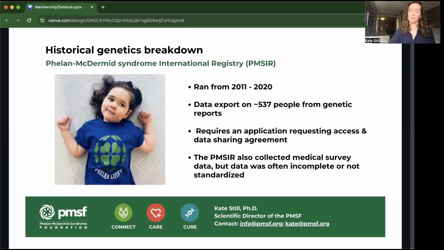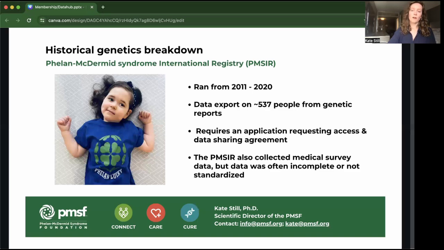If you would like more information on genetics, the best place to find that right now is the PMSIR, or Phelan-McDermid Syndrome International Registry. This is a data collection effort that is owned and organized by the PMSF. It ran from 2011 until 2020, when new data collection ended in order to improve the registry. Families uploaded genetic reports onto an online platform, and these reports were then curated by genetic counselors and genetic experts into the relevant information. We now have an export of over 500 people with Phelan-McDermid syndrome and genetic information that we can share. It requires a painless application of just background on the study team and some of the outcomes the study team is looking to achieve, and signing a data sharing agreement.